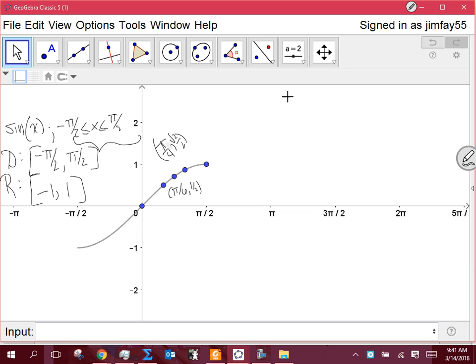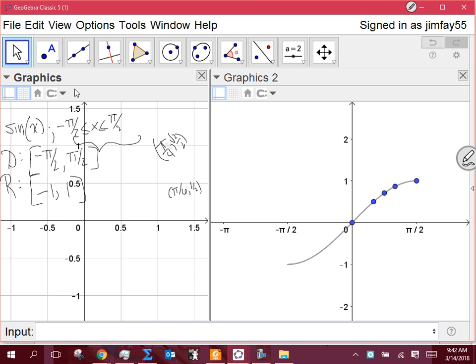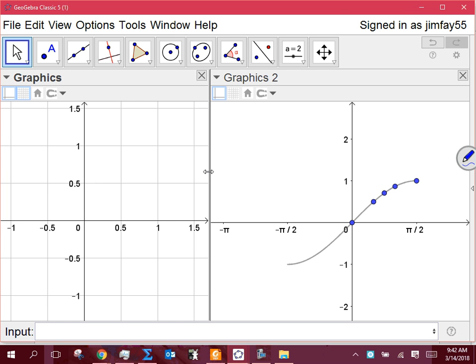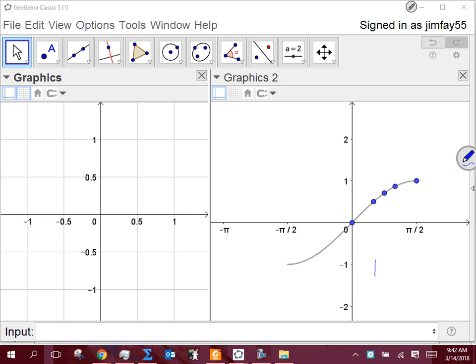So, let's see here. All right, so this thing over here, let me just rewrite: the domain was negative pi over 2 to pi over 2, range, negative 1 to 1. And this is the sine function, okay? We want the inverse. So the inverse we're going to write using that notation, sine inverse, okay?